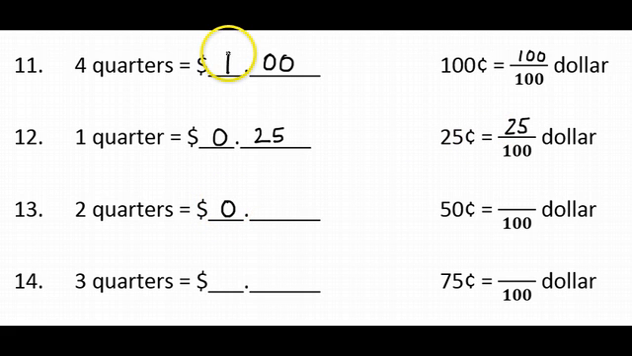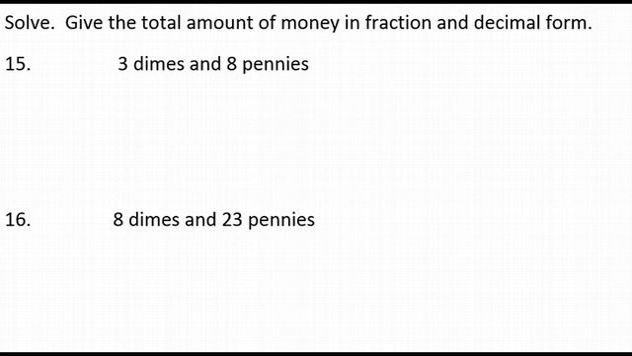2 quarters is 50 cents, and that would be written as 50 hundredths, since it's 50 cents out of the 100 that make a dollar. And 3/4 is 75 cents, and that would be written 75 hundredths, since it's 75 cents out of the 100 that make a dollar. In the next section, we're given some money in word form, and we're to show that same amount in fraction and decimal form.